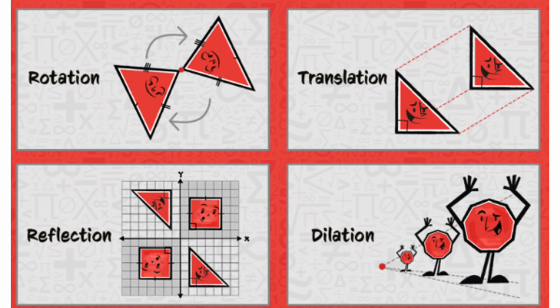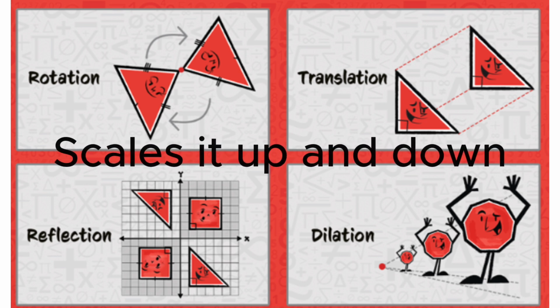Transformations. There are different types of transformations. For example, translation, which means sliding, and rotation, which means turning, reflection, which means flipping, and dilation, which means resizing. Transformations preserve the shape and size except for dilation, which scales it up and down.